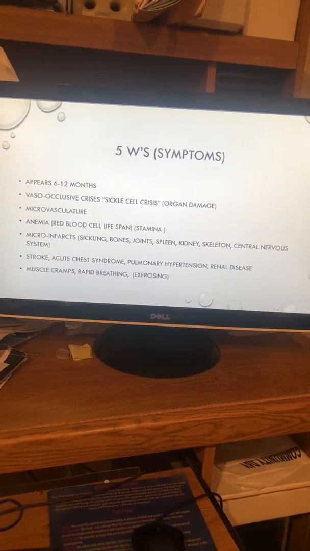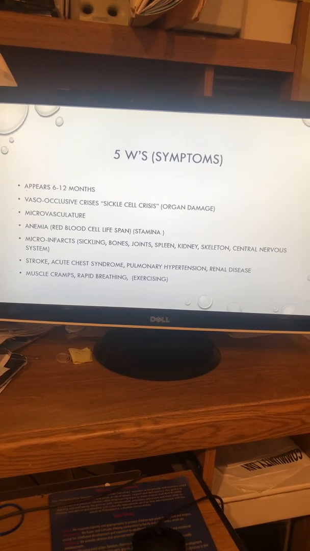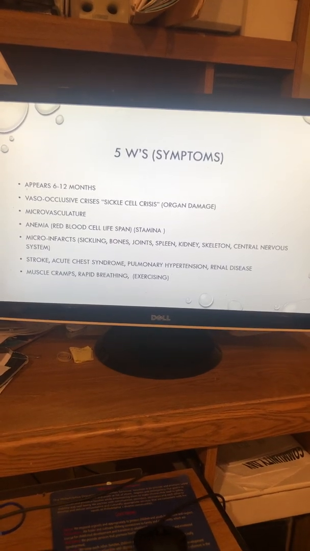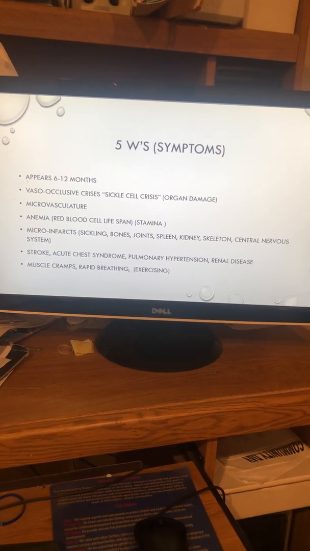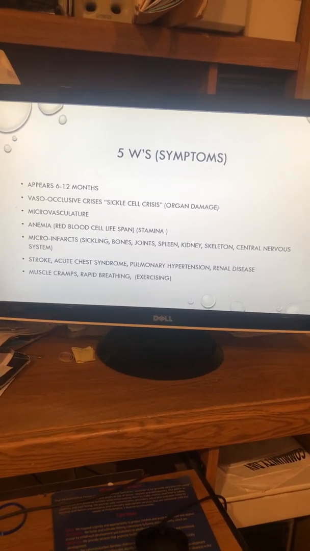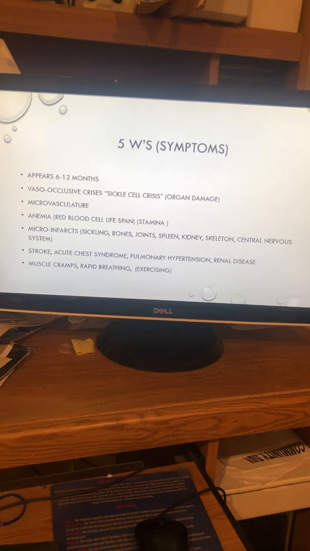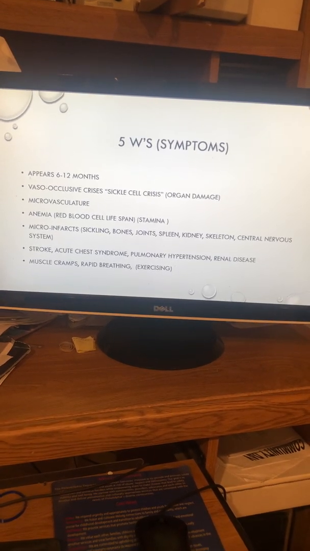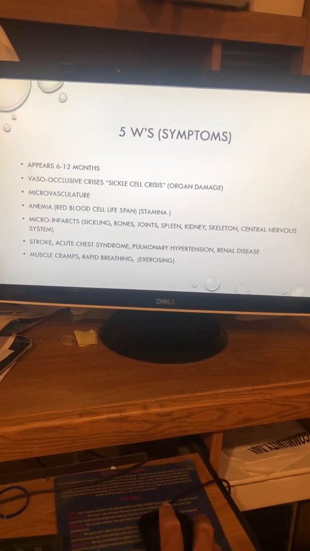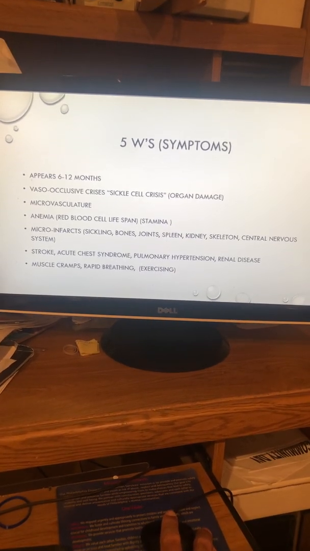Next is anemia, in which the red blood cell lifespan is decreased, and because red blood cells are not being born and growing and prospering, it creates low stamina, because the red blood cells carry oxygen to the parts of the body. Microinfarcts have to do with the sickling of the blood cells, which affects the bones, the joints, the spleen, the kidney, the skeleton, the central nervous system. Other forms could be stroke, acute chest syndrome, pulmonary hypertension, renal disease, muscle cramps, rapid breathing.